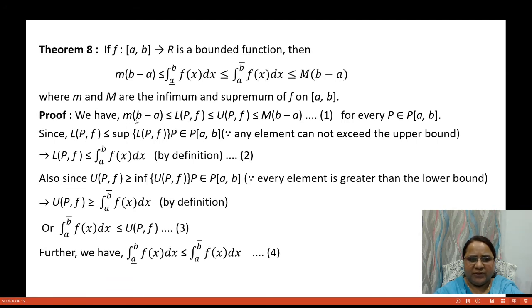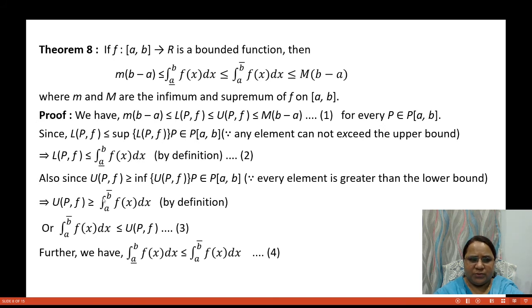Now we have m(b minus a) is always less than or equal to L(P, f), the given inequality. We call it equation 1, for every partition P belonging to P[a,b]. Since L(P, f) is always less than or equal to the supremum of L(P, f) over P in P[a,b], because any element cannot exceed the upper bound. So L(P, f) is always less than or equal to this, which is nothing but the definition of the lower Riemann integral.